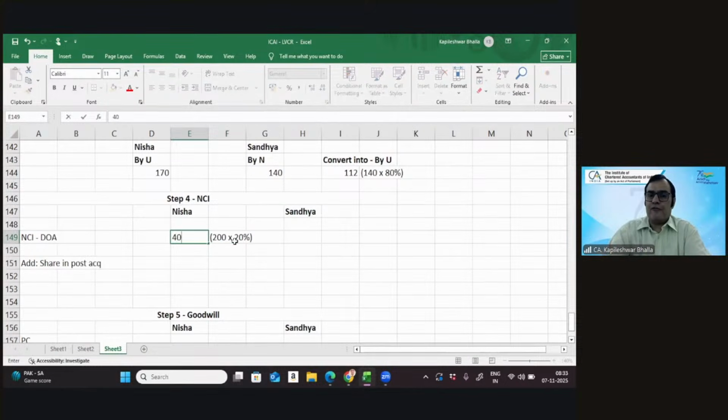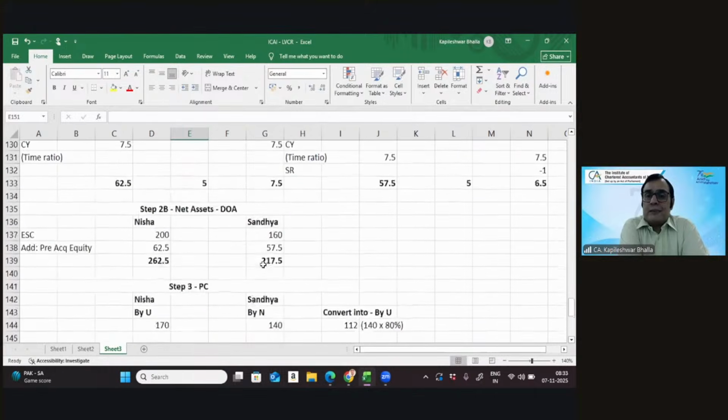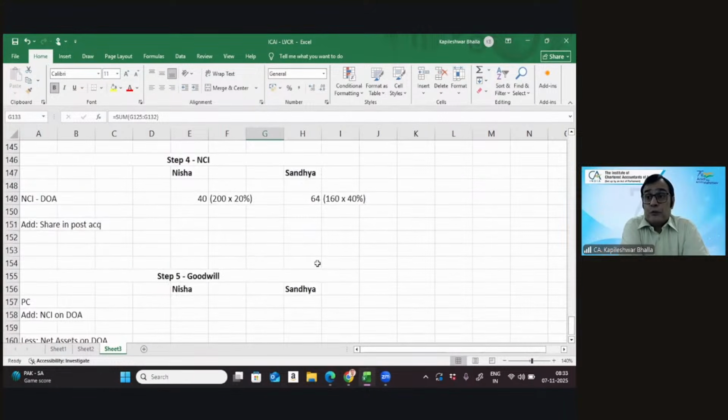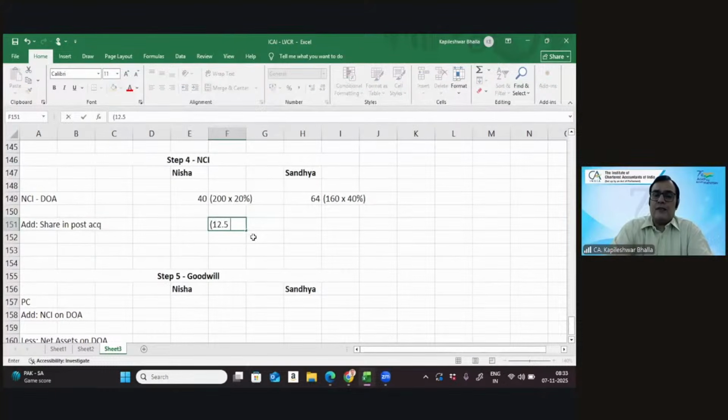That works out at 40. And this is 160 into 40% NCI. I think that works out at 64. And then we consider the post-acquisition profits in step number 2B, step number 2A. I guess the post-acquisition is 5 and 7.5 because we've got reserves, we've got RE. So 5 and 7.5, it's 12.5 into 20%.